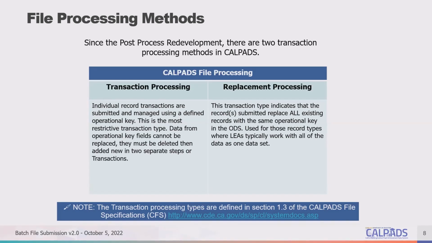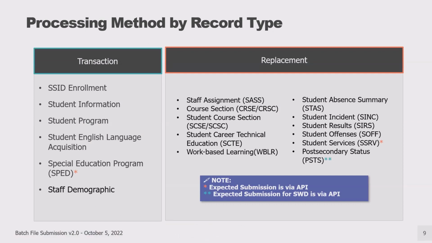Typically, for the record types that use replacement processing, LEAs submit data in complete data sets. So let's review the processing methods by record type. Again, transaction processing is related to the SENR or SSID enrollment record type, the student information, which is used to populate student demographic information, the student program, the SPRG, the student English language acquisition, the SELA, the special education program or the SPED record type, and the staff demographic, the SDEM.